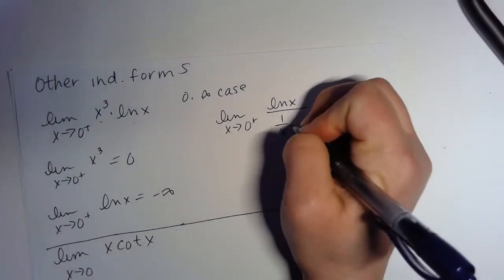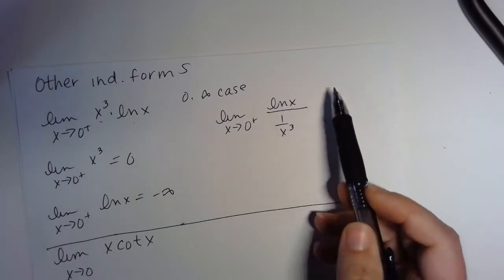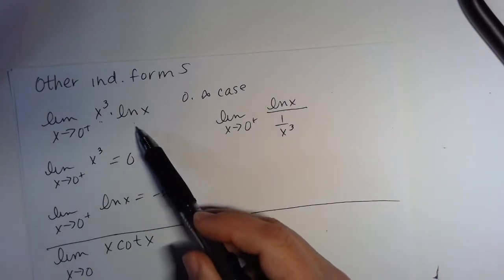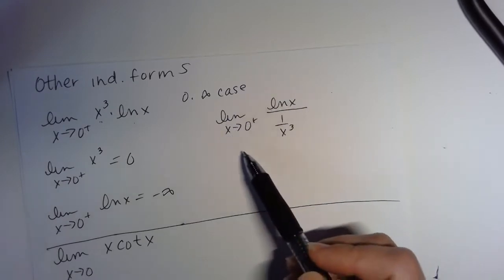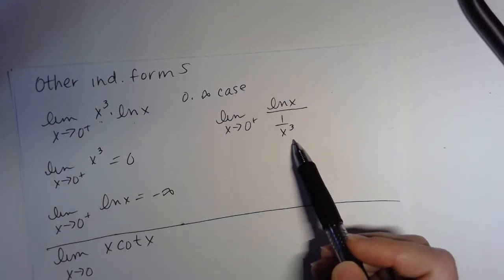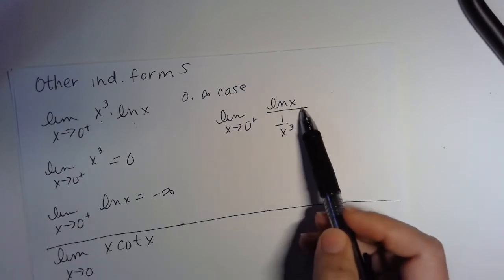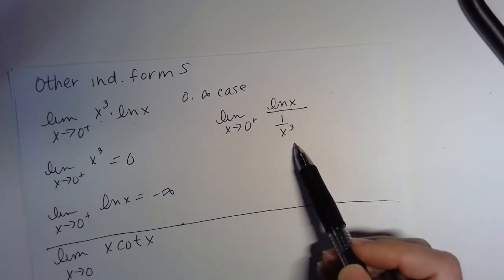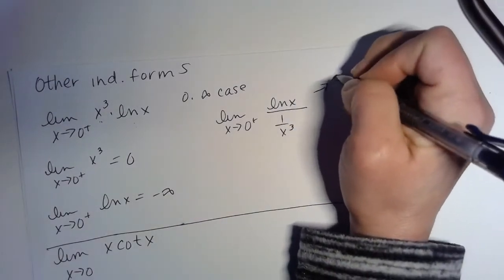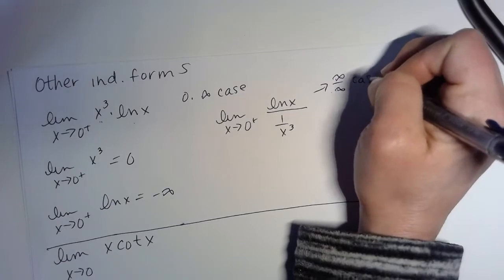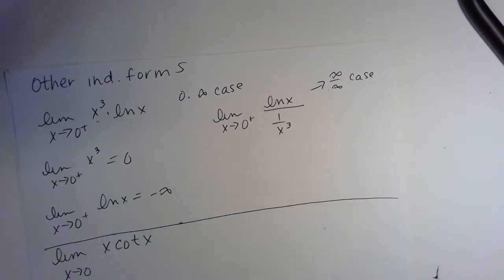So 1 over x cubed. Because if I multiplied the top and bottom by x cubed, I get the same thing. So this is just the same expression in a different form. Now when I look at x approaching 0, I know the top is already an infinity case, and when I plug in 0 below, I get 1 over 0. So now I have an infinity over infinity case, which means yes, I can use L'Hopital's rule on it.